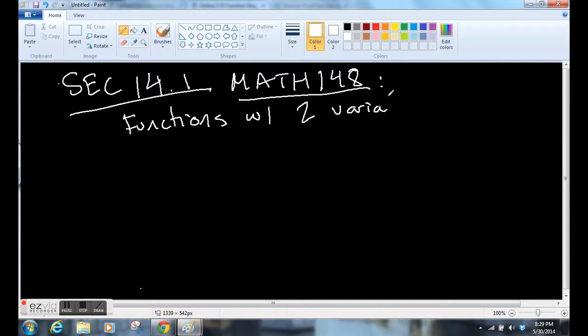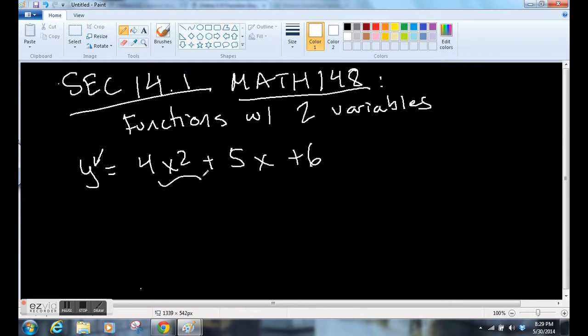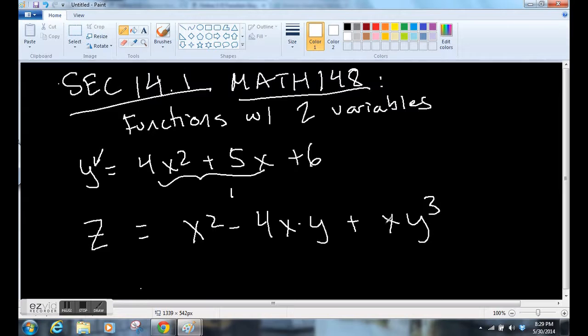So what does this look like? Well, so far we've been doing functions with one variable, and that looks like this: y equals 4x squared plus 5x plus 6. That will be a parabola. There's only one variable here, the x. Now suppose you had a different function, z, that equals x squared minus 4x times y plus xy cubed. That is a function, z, in two variables, because there's an x and there's a y. So in this one there's only one variable that you could plug things into, and in this one there's two variables.